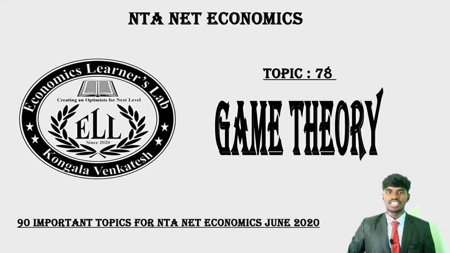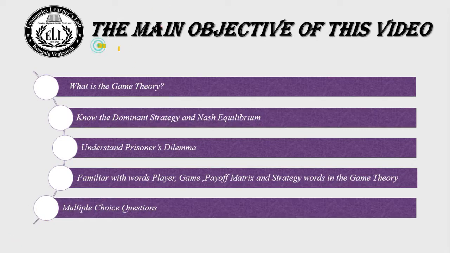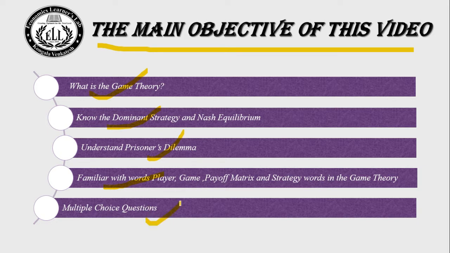If you are really a serious aspirant of NTA NET Economics, I can bet you that this program will help you a lot. Let's begin today's topic. Topic number 78, Game Theory. The Game Theory topic is also a very important topic for the NTA NET Economics exam. From this topic also you can expect one question. Let us see what we are going to learn in this video. The main objective of this video is to understand what is game theory, know the dominant strategy and Nash equilibrium, understand the prisoner's dilemma, and become familiar with the words player, game, payoff matrix and strategy in game theory. After that we will solve 4 multiple choice questions.